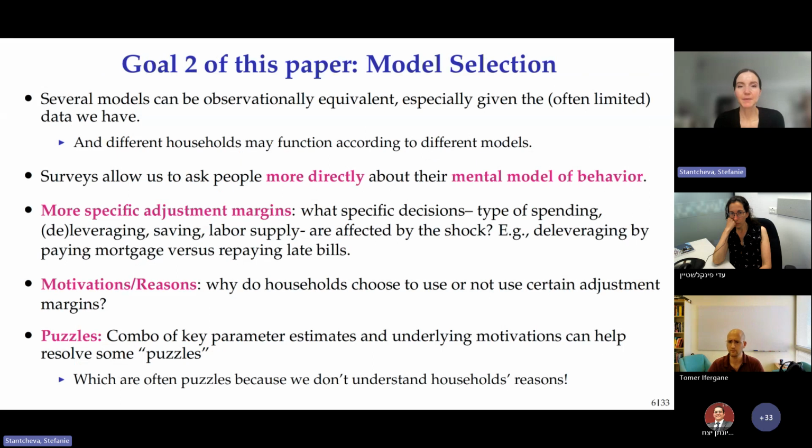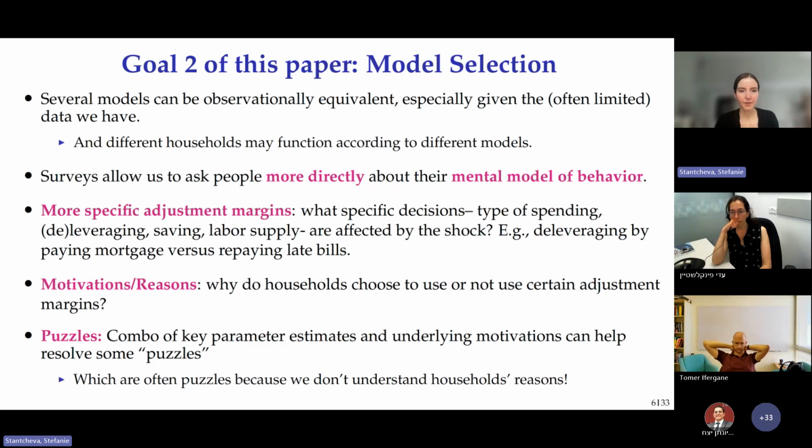The second goal of the paper is quite different. It's what we call model selection, which is, several models can be observationally equivalent when you look at the data, especially given the limited data we have. For instance, we see a range of MPCs out there. There are many models that can rationalize them.